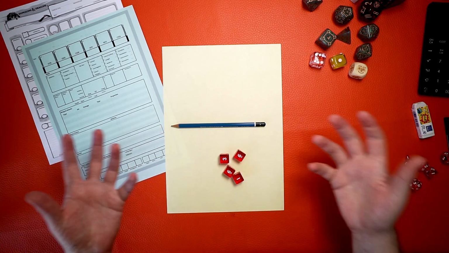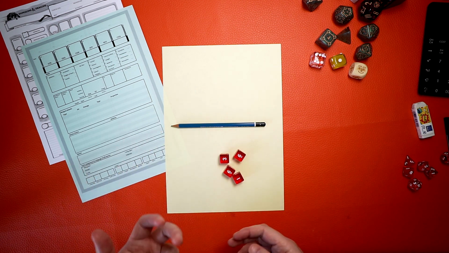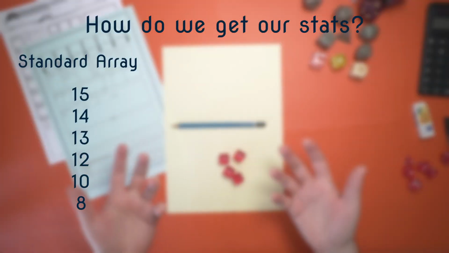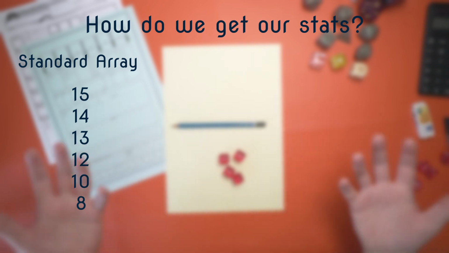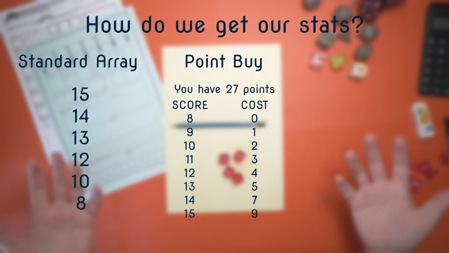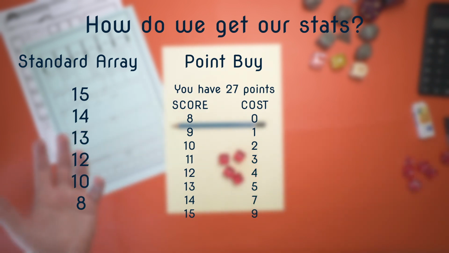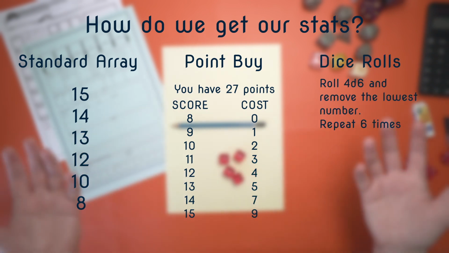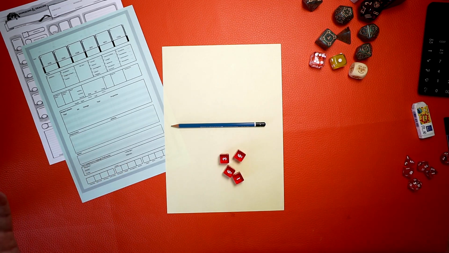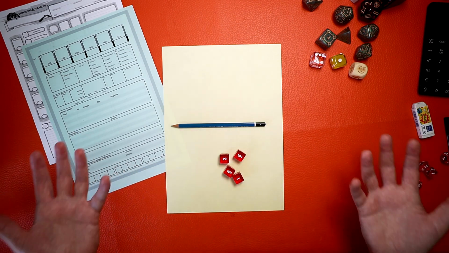And how do we even get our stats? There's 3 main ways that people do it. That is either the standard array, which is very common if you play something like Adventurers League or official games. There's also point buy, which is fairly balanced, that guarantees that nobody's way different from another character. Or of course you can roll for your stats, which is what I usually do and what we're gonna do today because it's kind of the most fun.